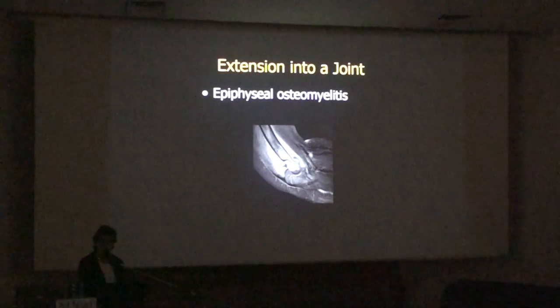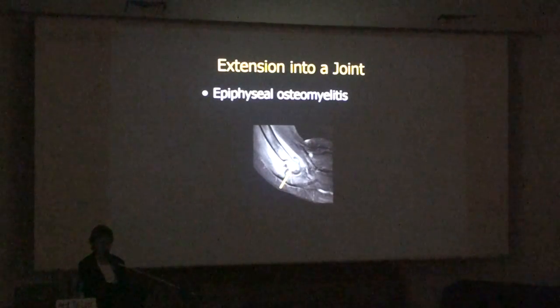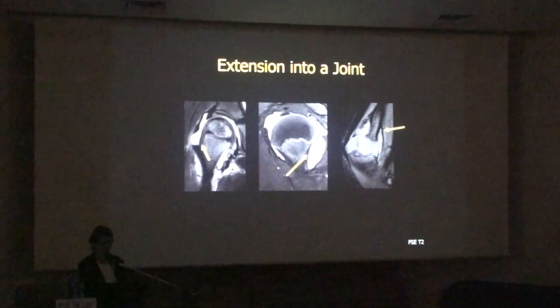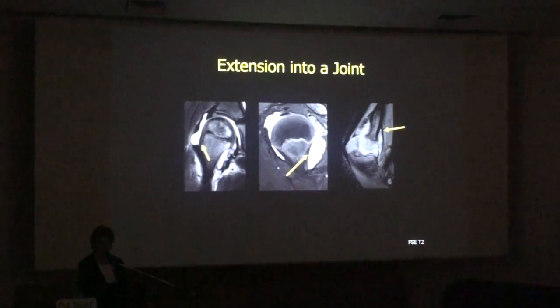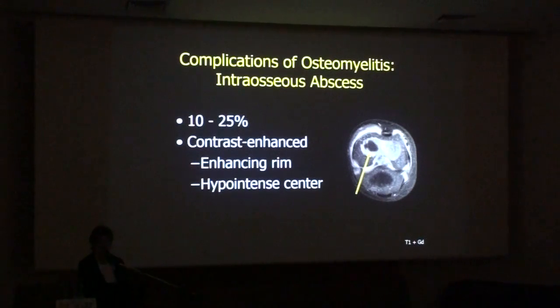So osteomyelitis can also extend into an adjacent joint. This can be from an epiphyseal osteomyelitis, as in this case, or as we said, it can be from direct extension from metaphyseal foci into the hip, the proximal humerus, and the elbow. What are the complications of osteomyelitis that we worry about in children?